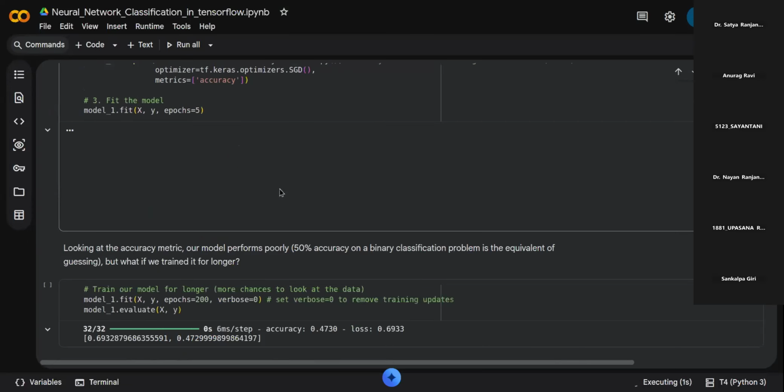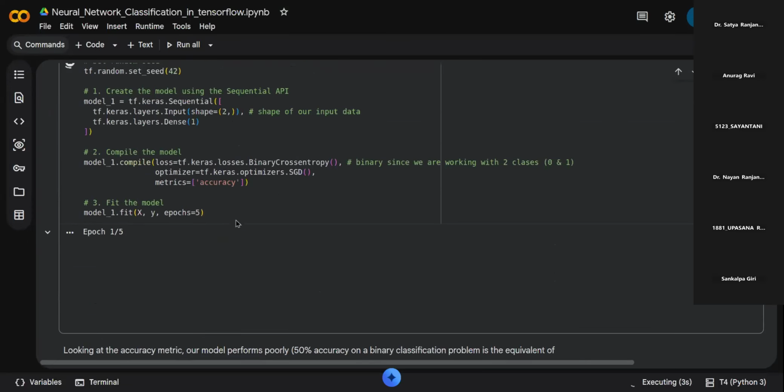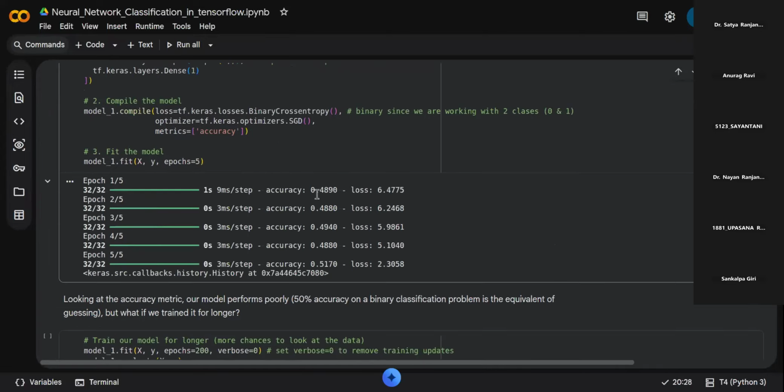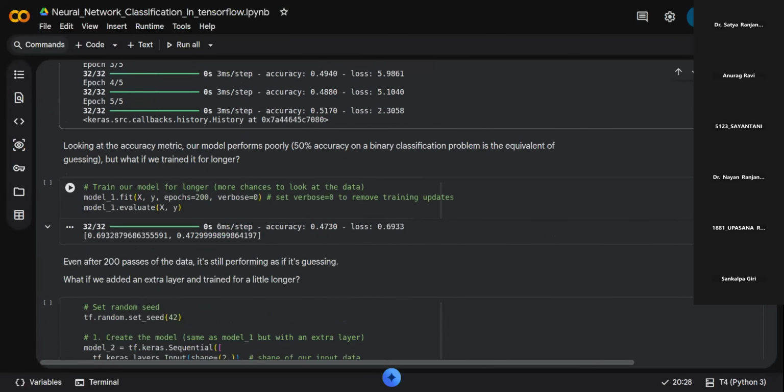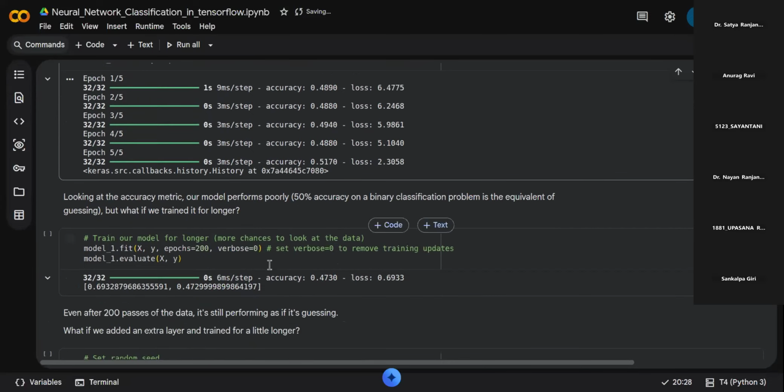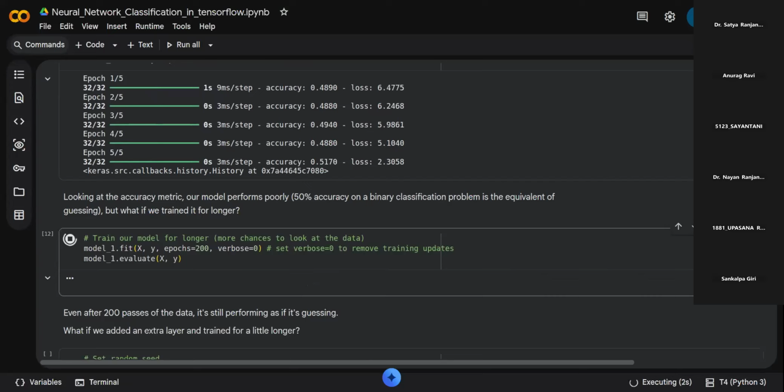When you run it, you see this is the epoch. Accuracy is 48, loss is 6.4. This is the binary cross entropy loss and this is the accuracy. After 5 epochs, only 51% is the accuracy, and this is the loss. So it is not a good model. If you want to evaluate it, model.fit will fit it, and model.evaluate will evaluate it. Let's say instead of 5 we are going to do 200. Even if you do 200 epochs, still it is not going to give you a good result.